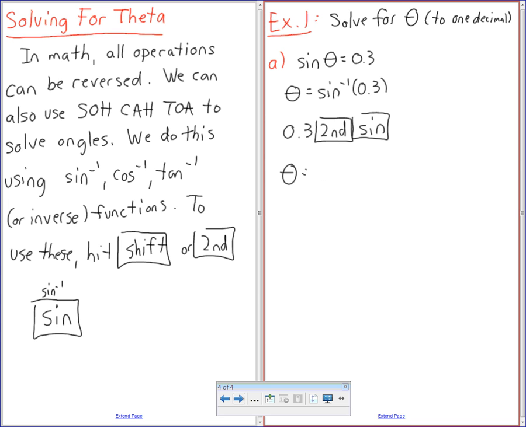17.5. Was anyone unable to get that down? Okay, so it's either you use sine inverse or.